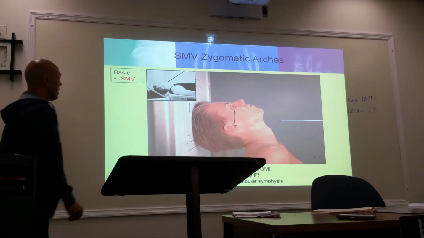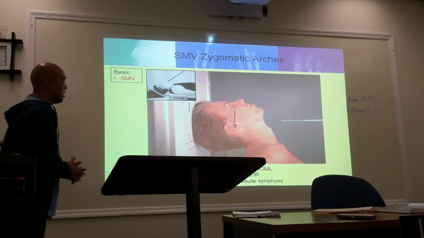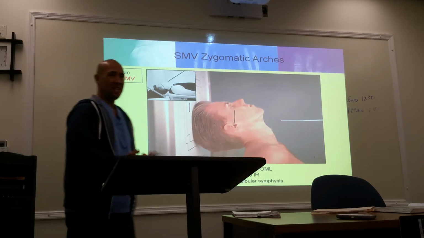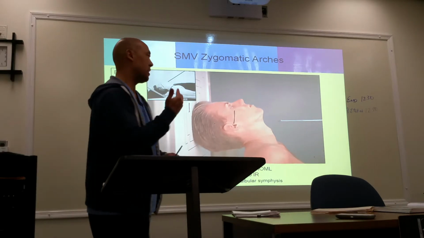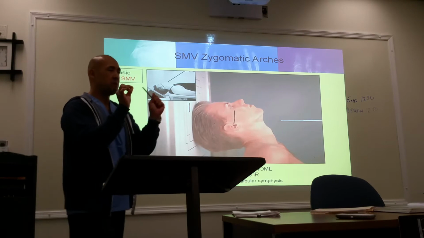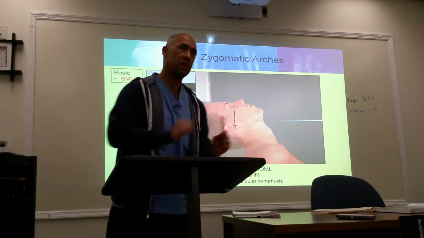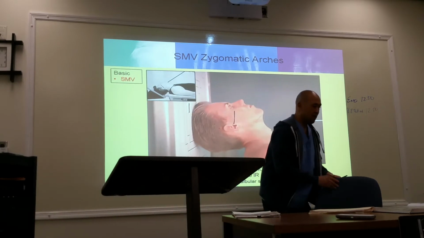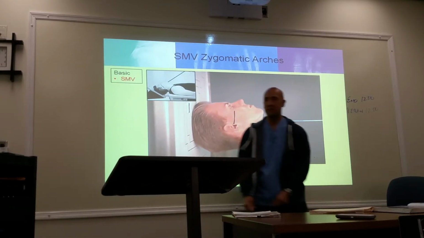So this is the SMV for zygomatic arches. This is very similar to the SMV of the skull. The only difference here is the technical factors that you use. Because the cheekbones are very small and very thin, we have to change our technical factors to accommodate for that thickness and lack of density of the cheekbone.